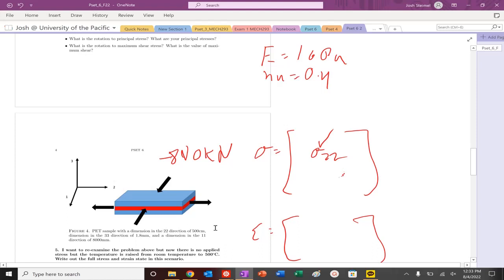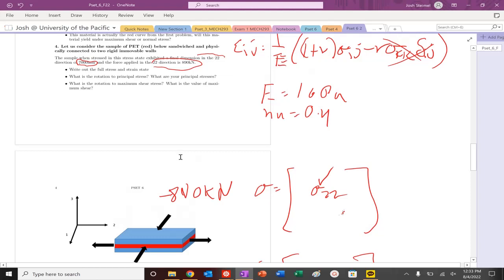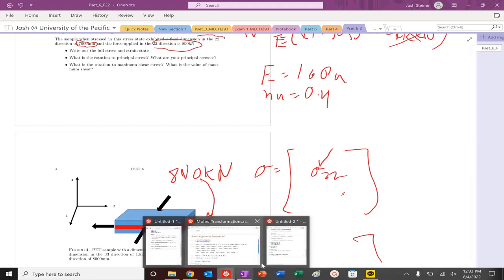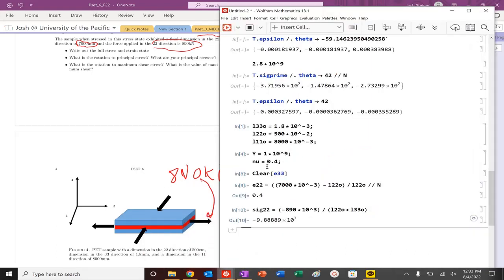Oops, I made a little bit of a mistake. I kept looking in the 1-1 direction, and I kept writing it that way, so my apologies here. So in the 2-2 direction, it is 890 here. I don't know why I kept doing that, but let me fix that quickly. So strain in the 2-2 is fine.